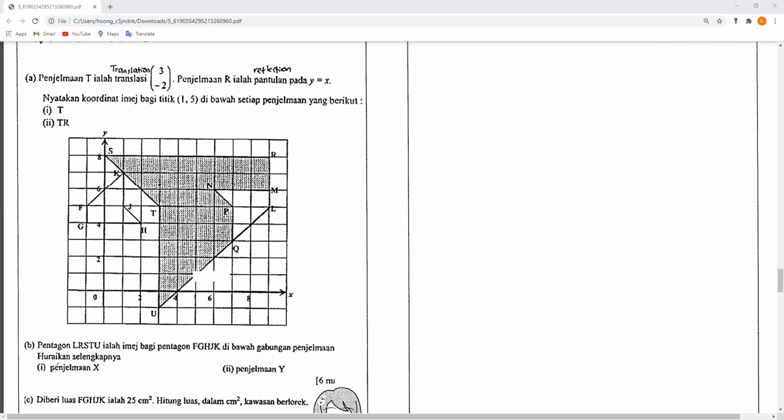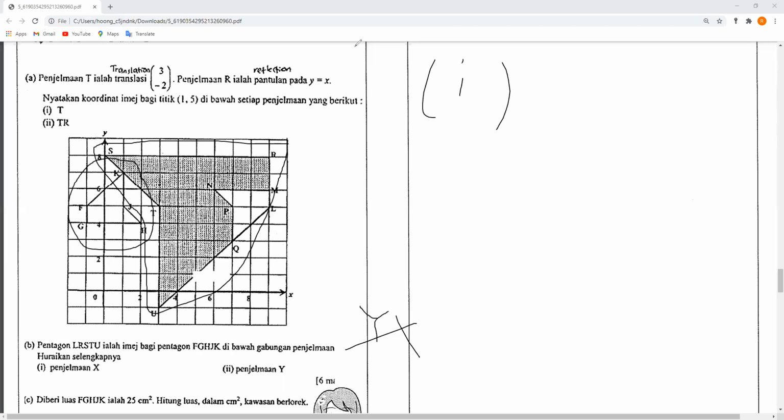So next one. Pentagon LRSTU is the image of Pentagon FGHJK. So where is FGHJK? Here. So it's here. So the whole pentagon here is the image. Okay. So under the transformation yx, okay, this is yx. So x first.